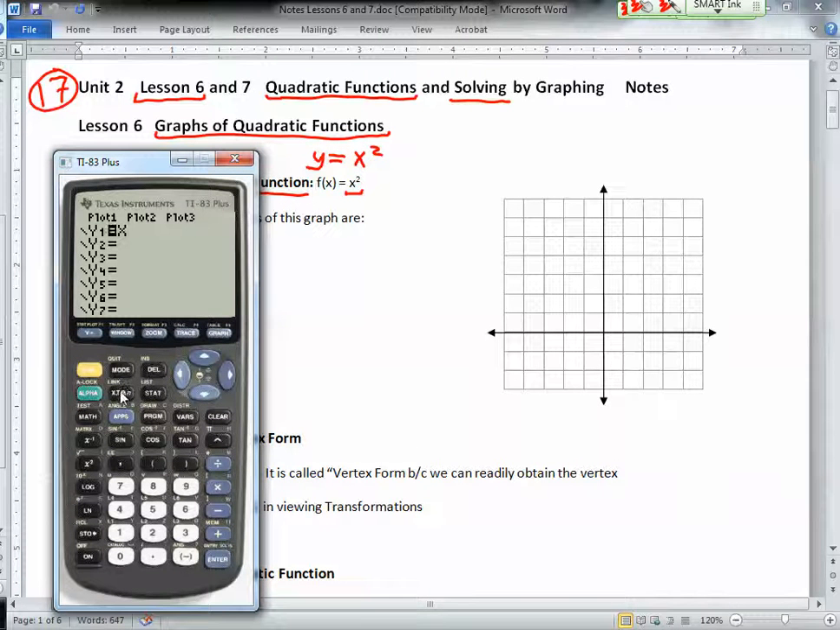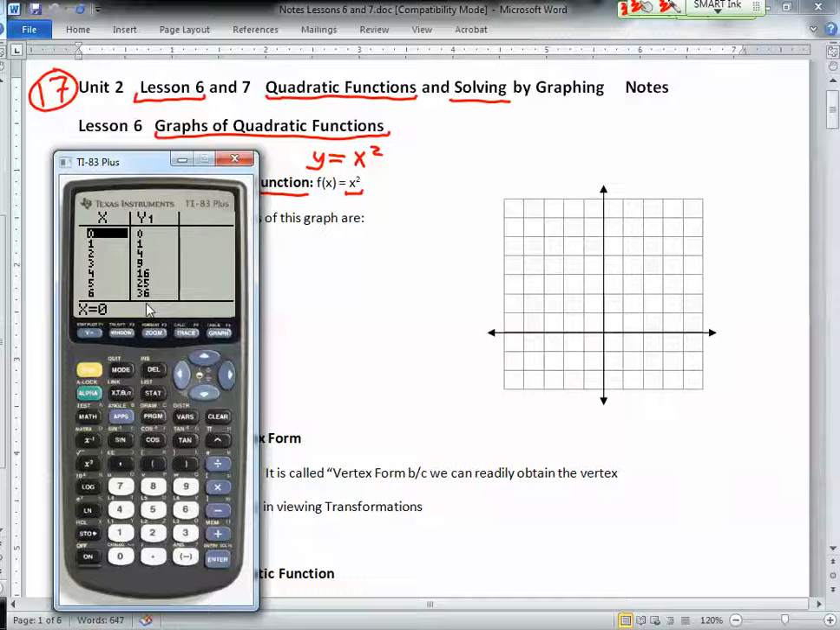Y equals x squared, and graph it. If your zoom is messed up, you can hit zoom 6 for standard. And so we get this U shape. We call that a parabola, right? Remember, you can also go to your table, that would be second table, and you can look at some ordered pairs that are solutions for this function.